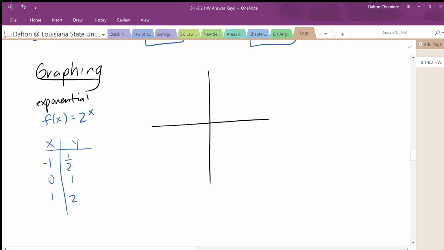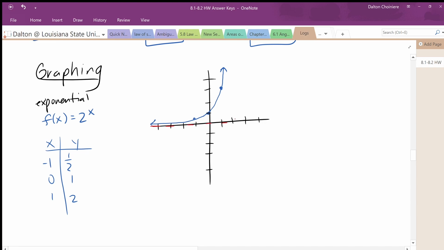So let's go ahead and sketch this. Of course it doesn't have to be perfect. Just maybe put some tick marks in each direction. So remember, this is the exponential. This is just a recap of what we've already known. If I graph these three coordinates, (-1, 1/2), (0, 1), (1, 2), it is going to look something like this. And of course, we know that there's an asymptote along the x-axis.